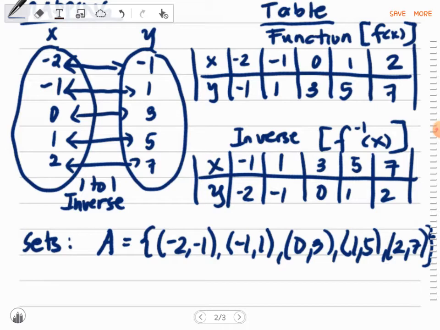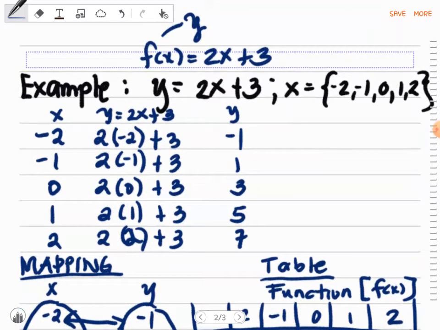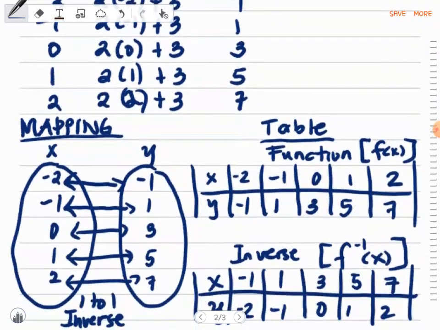Now for the inverse of a function, let's say this is the inverse of a function. So we have negative 1, negative 2. Again, we will just interchange the values of x and y. So we have 1, negative 1, 3, 0, 5, 1, and 7, 2. Okay, so that's all about the representation of the one-to-one function and inverse of a function. So the first one is the one-to-one function, and kapag nilagyan mo siya ng another, it's inverse of one-to-one function.